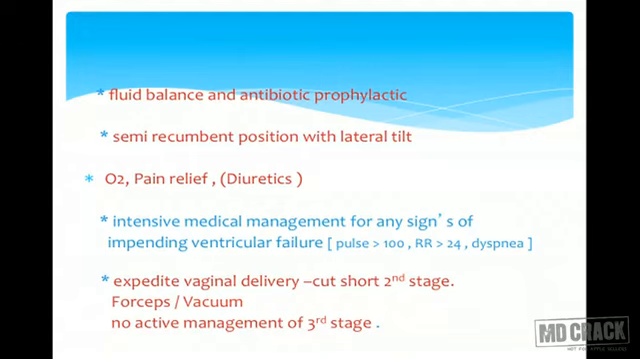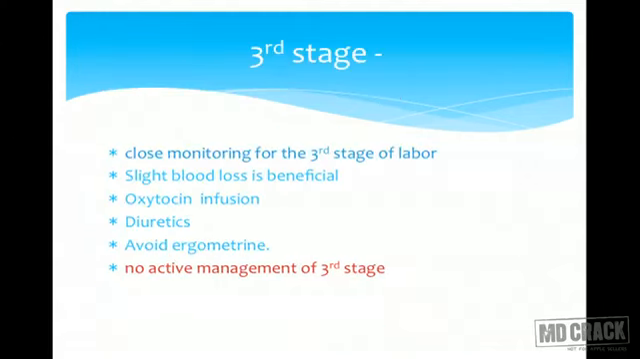And the most important thing, which we routinely do, that is injection Methergin, is totally contraindicated in heart disease patients, because Methergin will cause sudden retraction of the uterus and there would be sudden autotransfusion. That means the blood would be going into the circulation suddenly. So no active management with Methergin for cardiac disease in the third stage. In the third stage, close monitoring is required.